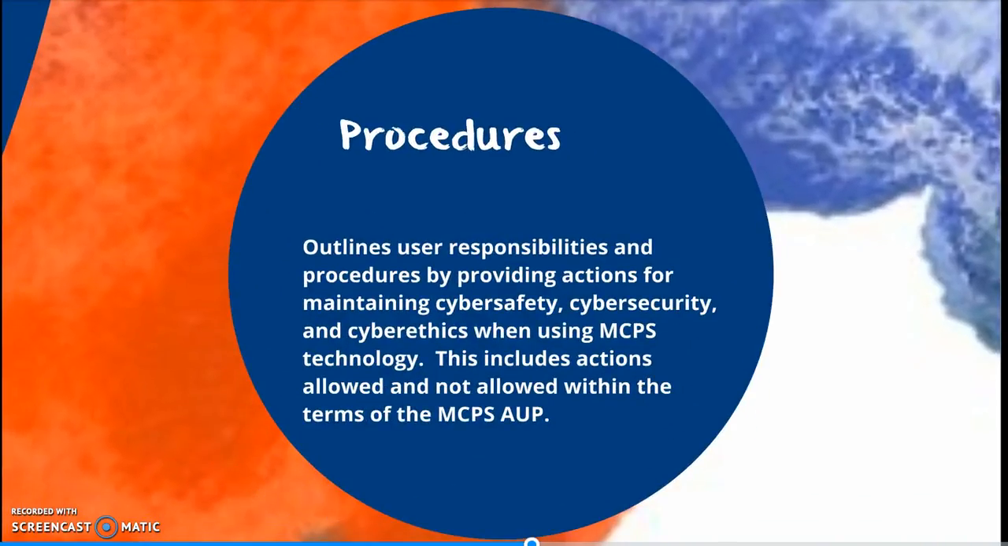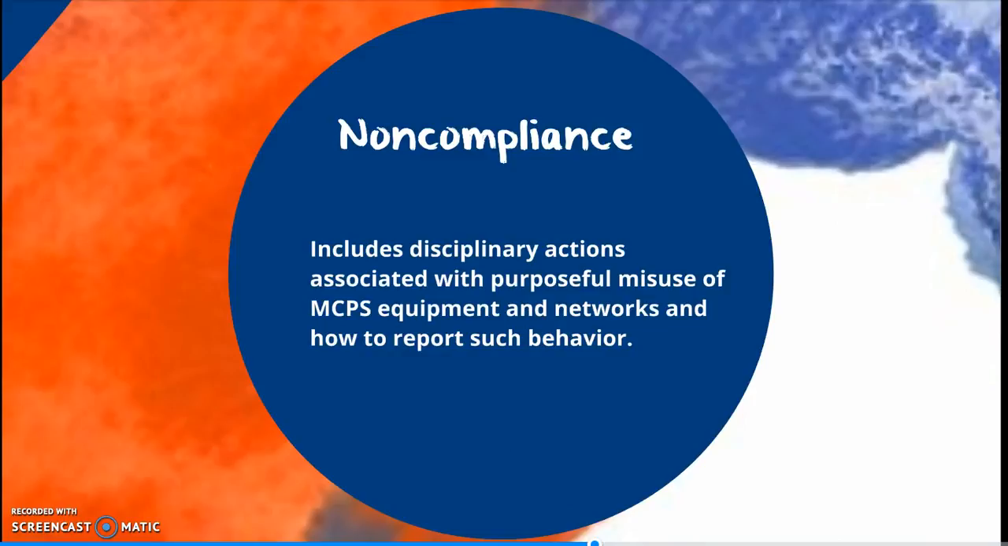Section 4 is titled Procedures. This section outlines user responsibilities and procedures by providing actions for maintaining cyber safety, cybersecurity, and cyber ethics when using MCPS technology. This includes actions allowed and not allowed within the terms of the MCPS AUP. Section 5 is titled Non-Compliance. This section includes disciplinary actions associated with purposeful misuse of MCPS equipment and networks and how to report such behavior.